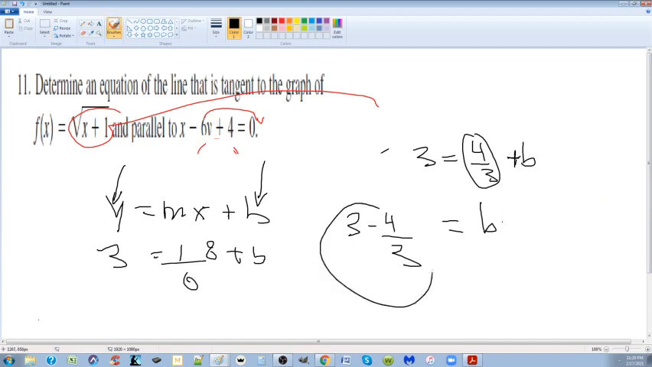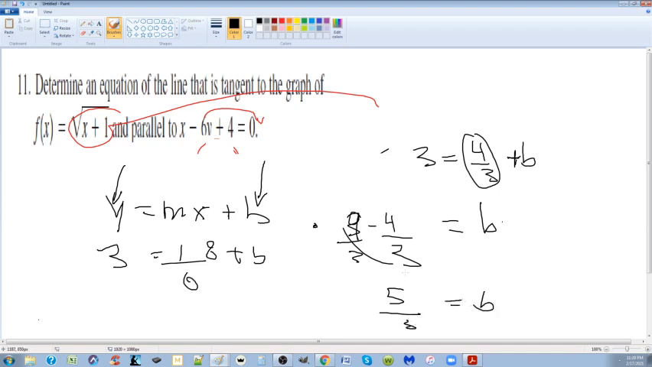For us to figure this out, we should convert 3 to a fraction over 3, which is 9 over 3. How did I figure that out? You just multiply by 3 over 3. You get 9 up here, 3 down here. So you get 9 over 3 minus 4 over 3, which becomes 5 over 3.